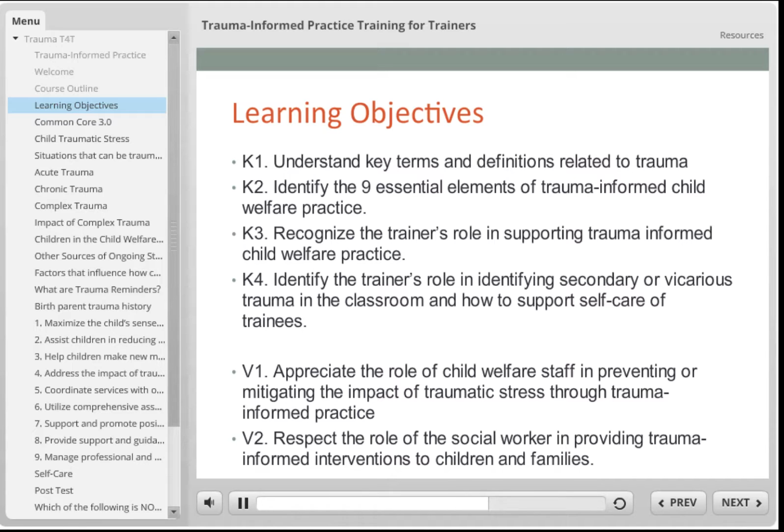V1. Appreciate the role of child welfare staff in preventing or mitigating the impact of traumatic stress through trauma-informed practice. V2. Respect the role of the social worker in providing trauma-informed interventions to children and families.